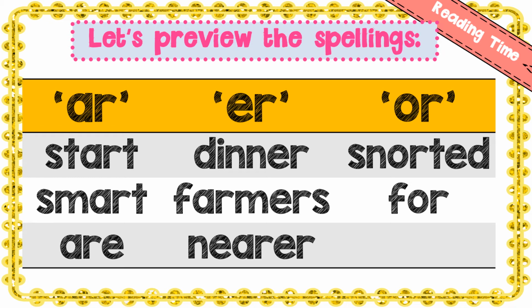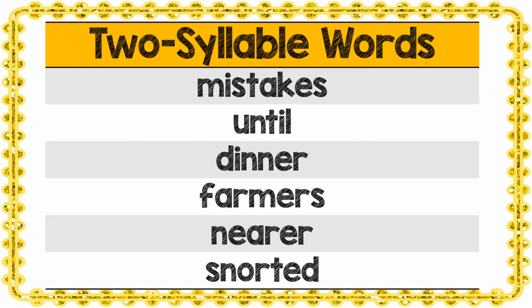We're going to read part 2 of The Pancake. Now, first, let's look at our vowel controlled R's: ar, and or, and let's read our words. Start, smart, are, dinner, farmers, nearer, snorted, for. Look at some 2-syllable words that you're going to see in your story: mistakes, until, dinner, farmers, nearer, snorted.